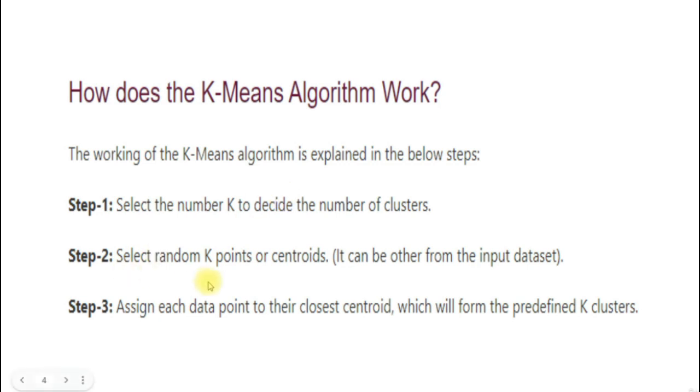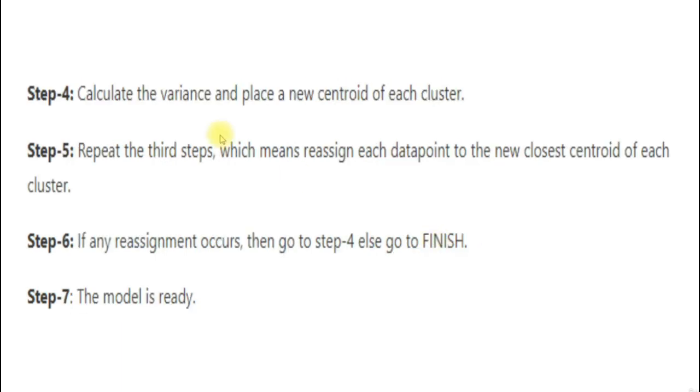Second, select random k points or centroids. They can be other than the points from the input dataset. Step 3 says to assign each data point to its closest centroid, which will form the predefined k clusters. Step 4, calculate the variance and place a new centroid for each cluster. Repeat step 3, which means assign each data point to the new closest centroid of each cluster. If any reassignment occurs, then go to step 4, or else finish. Now the model is ready.